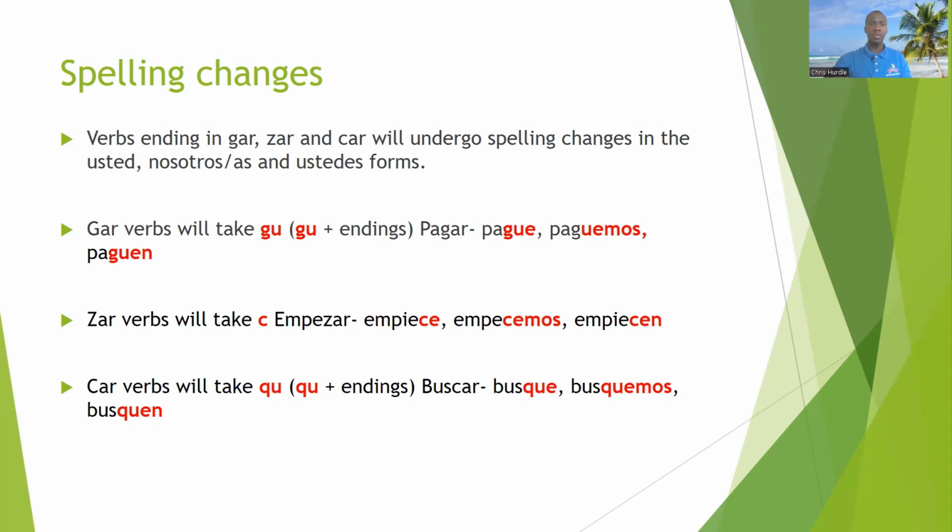The ZAR verbs will take C. So we have empezar, which means to begin: empiece, empecemos, empiecen.